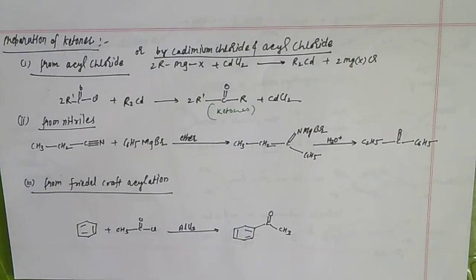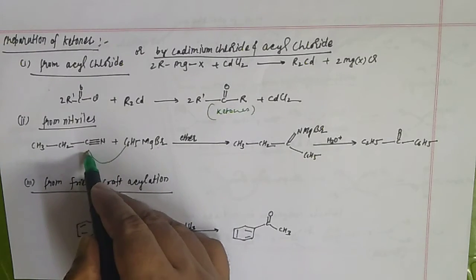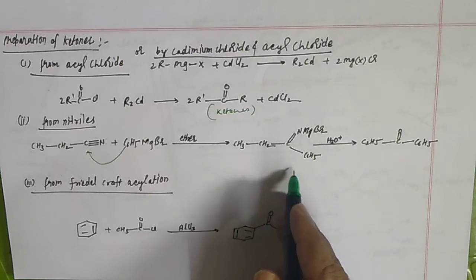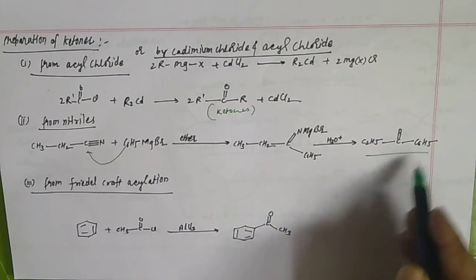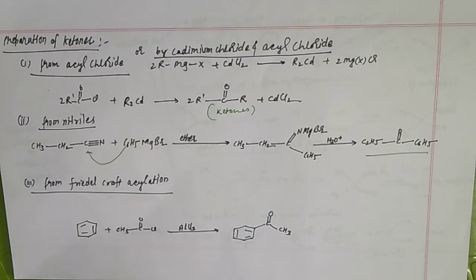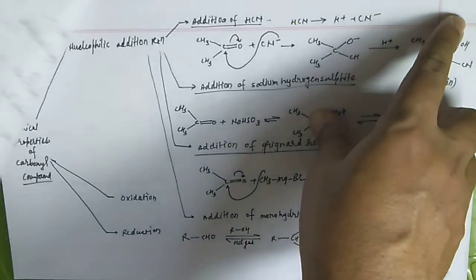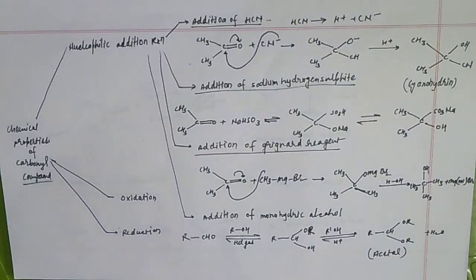Now, from the nitriles and Grignard reagent, the Grignard reagent attacks the carbon of the alkyl nitrile and gives the intermediate, which on hydrolysis again gives the ketones. And the last one is the Friedel-Crafts acylation reaction. When acetyl chloride is treated with the benzene in the presence of anhydrous AlCl3, it will give the acetophenone, that is the ketone. Now let us move to the chemical properties of the carbonyl compounds, that is aldehydes and ketones.